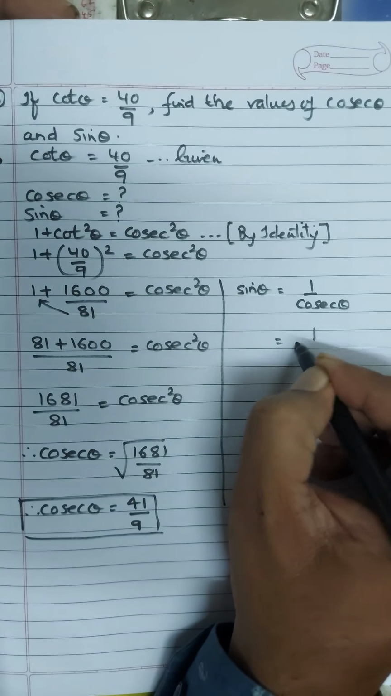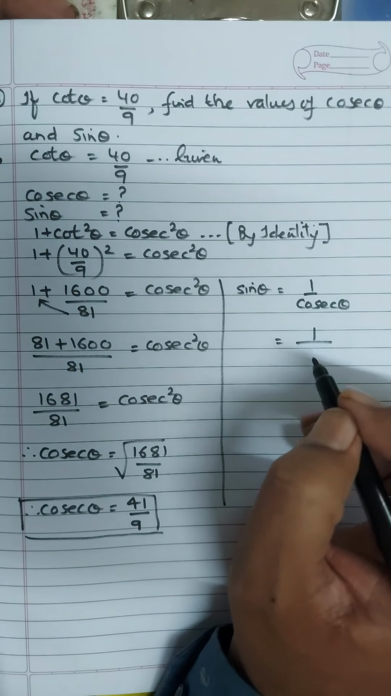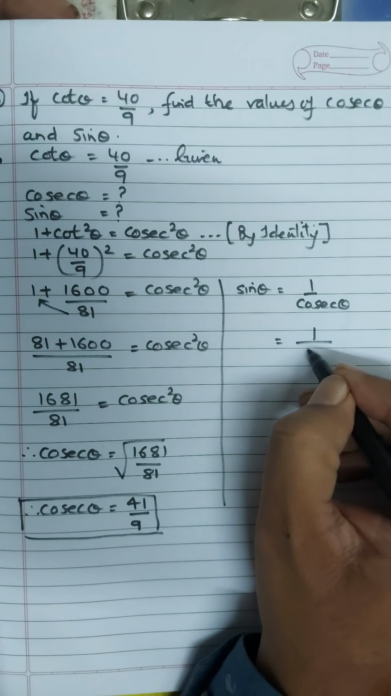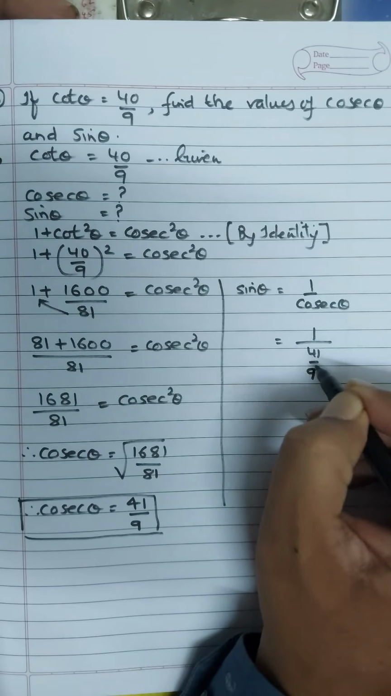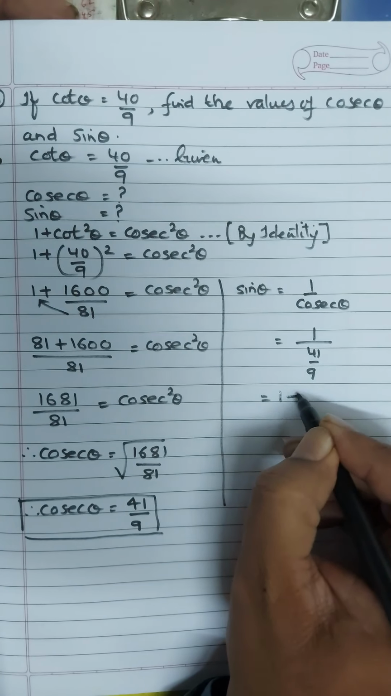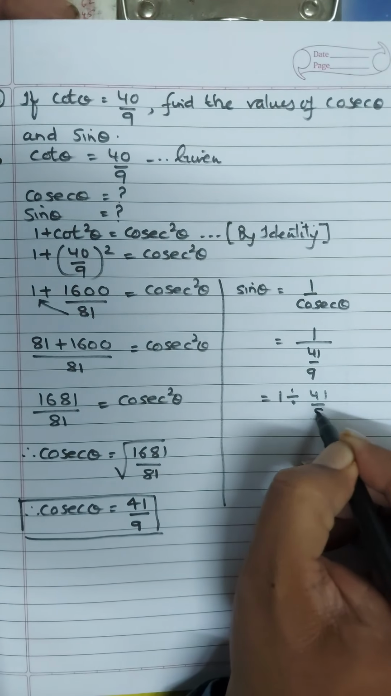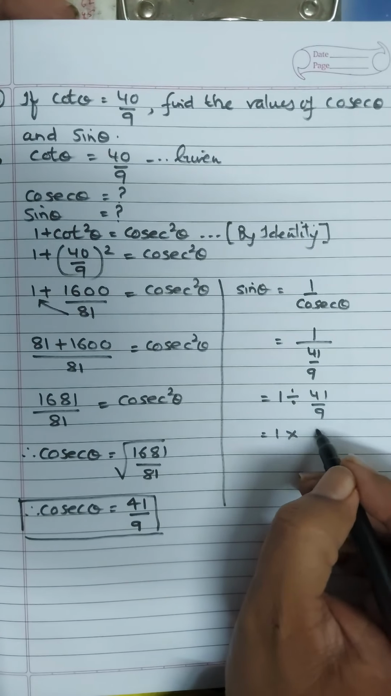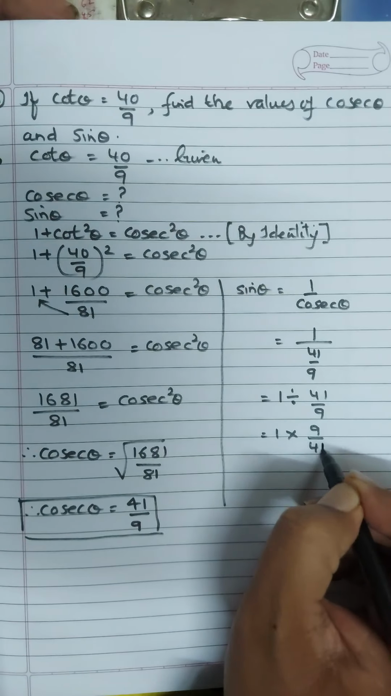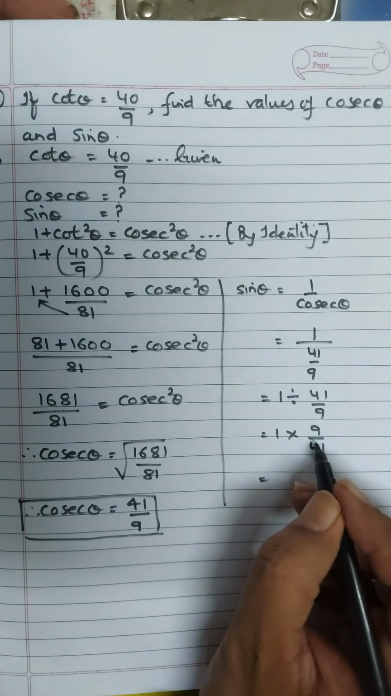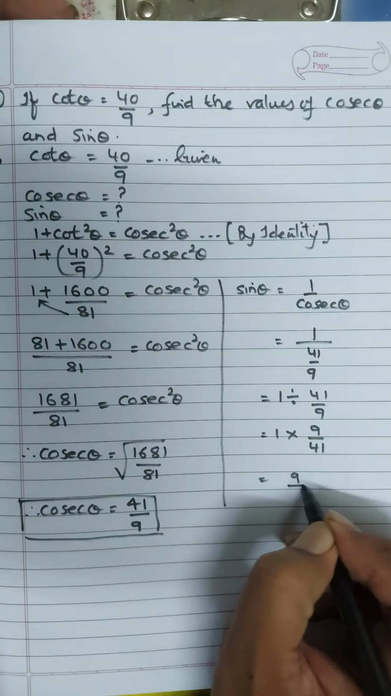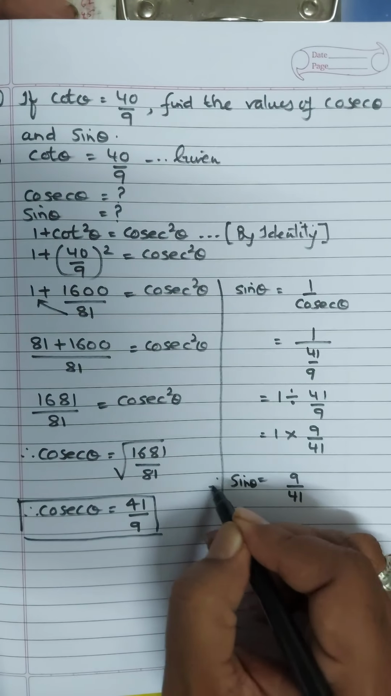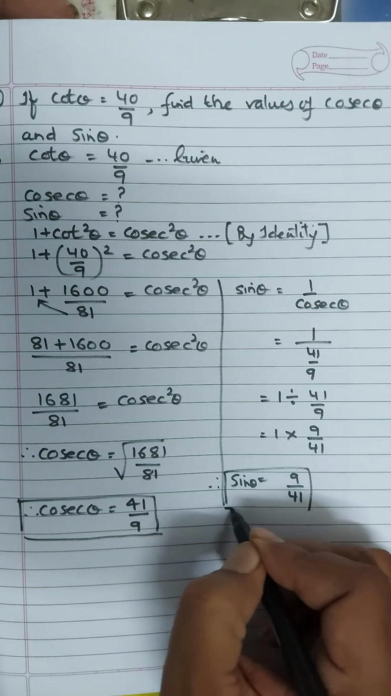Same step, same method we need to follow, we just need to be a little bit careful while solving the steps. So cosec theta we already got: 41 upon 9. Two fractions are there, we need to separate them: 1 divided by 41 upon 9. So divide becomes multiply, so 9 becomes the numerator and 41 becomes the denominator. So 1 times 9 is 9, upon 41 we need to write down. So sin theta, therefore, we got 9 upon 41.